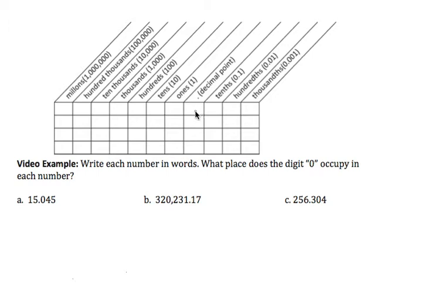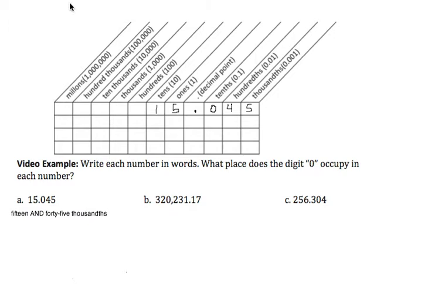So my decimal point goes here. To the right of the decimal, I have 0, 4, 5. To the left of the decimal, I have 1, 5. So the way I read that is 15 and 45 thousandths, because the last digit is in the thousandth place. So if I want to write that out in words, I write it as 15 and 45 thousandths. Notice the "and" we say when we cross over the decimal point.